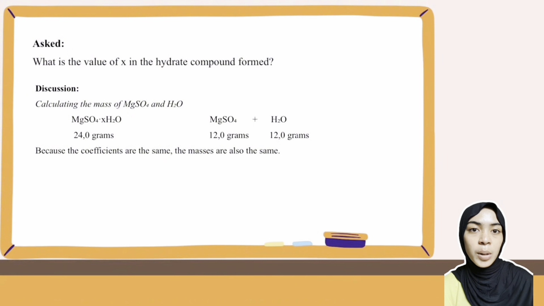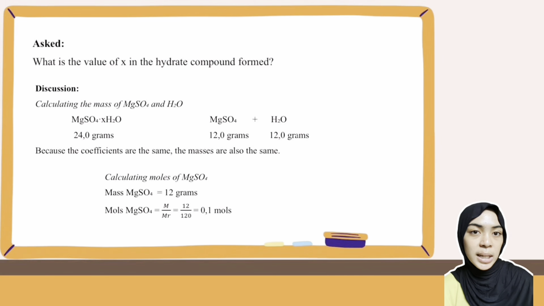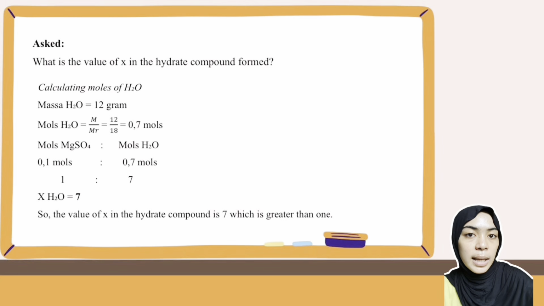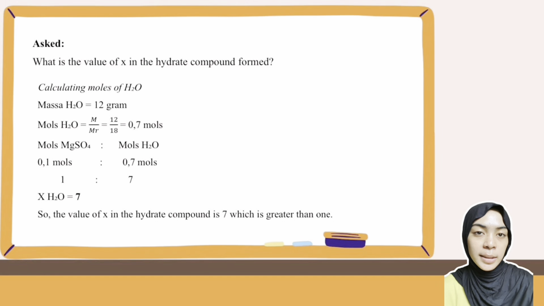Next, we calculate the number of moles for magnesium sulfate with a molar mass of 120 grams per mole. 12 grams corresponds to 0.1 mole. For water with a molar mass of 18 grams per mole, 12 grams corresponds to 0.7 mole. The molar ratio between magnesium sulfate and water is therefore 0.1 to 0.7, which equals 1 to 7, hence the value of X in the hydrate is 7.